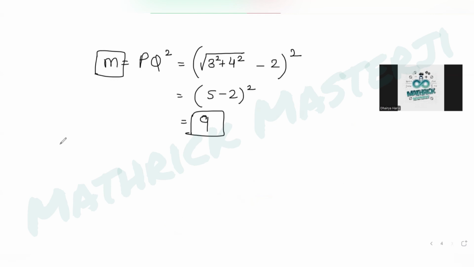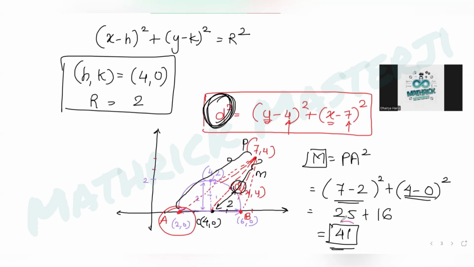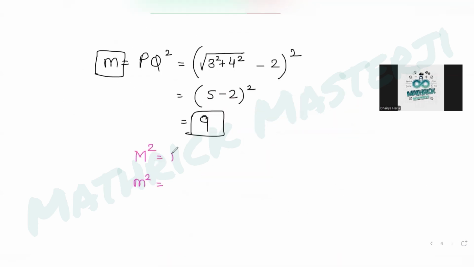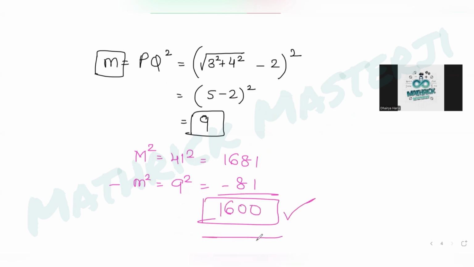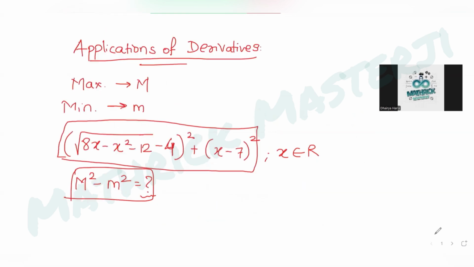And once I get capital M and small m, the question further asks to find M squared minus m squared. Capital M, I got as 41, so if I square it, 41 squared is 1681. And 9, if I square it, I get 81. If I subtract both of them, I get the answer as 1600. So the correct answer for the question is 1600. The question was a fill-in type question where we have to find the answer.